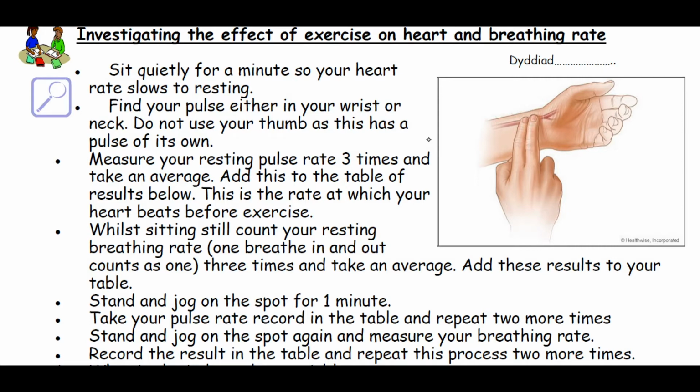So this is your rate at which your heart beats before exercise. Once you've got your 3 results, you add them together, you divide by 3 to take your average, and you record it in the table below.